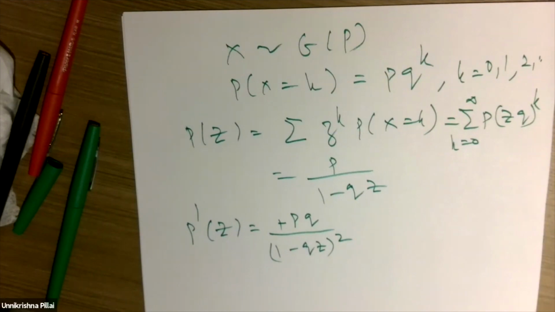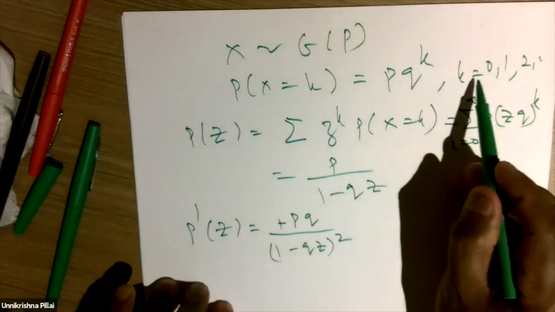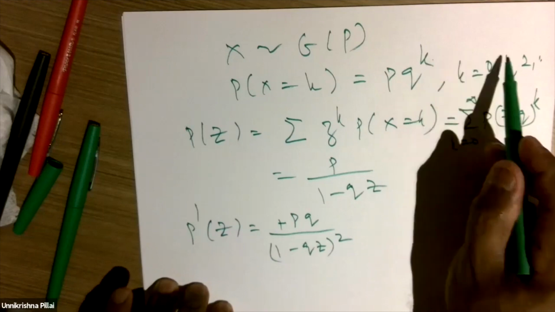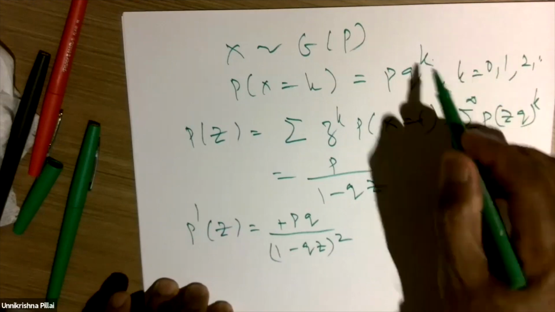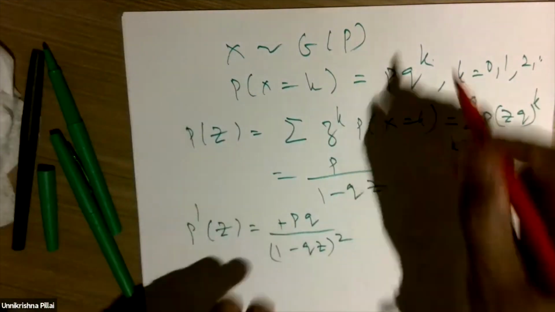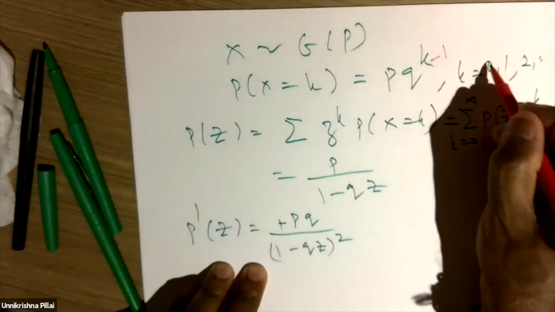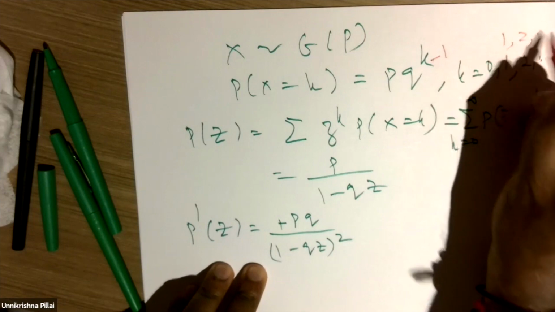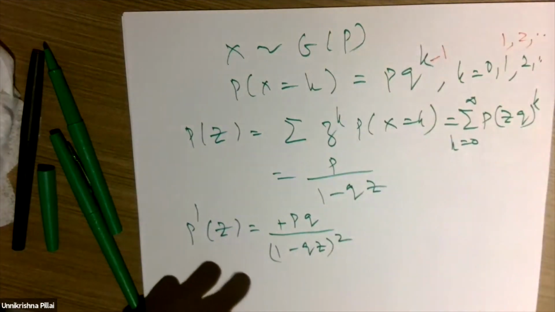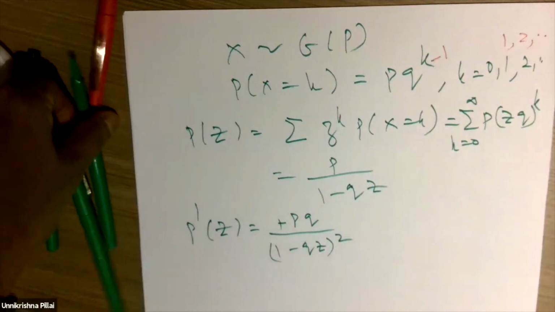Wouldn't you want to start the index from one for a geometric variable? Because you would have to do at least one trial, no? Here I start from zero; if it is one, then this will be k minus one. It's the same thing. Right, remember, you can write it two different ways. You can put k minus one here, then this will start from one, two, three, etc. Either way, the answers will be different, so you need to do it correctly.